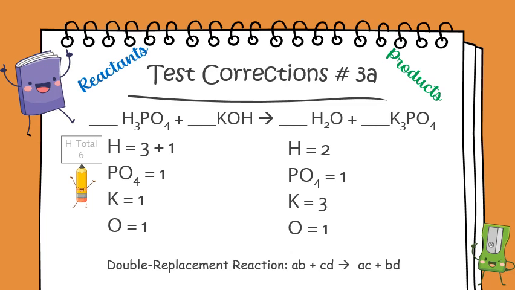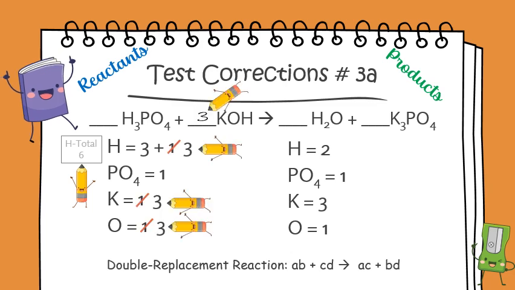We list the initial number of atoms on both the reactant and product sides. Whenever I have the same element in more than one molecule or compound, I keep a running total as I work. I think of PO4 as phosphate. I'm thinking of it as a unit. The phosphate on the product side needs 3 potassium atoms instead of just one, so I will start there. I will add a coefficient of 3 in front of the potassium hydroxide.